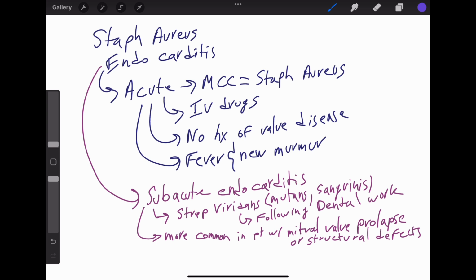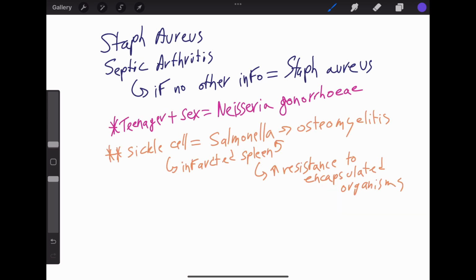Now, Staph aureus can also cause septic arthritis. If no further information is given, Staph aureus should be your default. If you have a teenager, sexually active, think Neisseria gonorrhea. In the case of sickle cell disease, you have to think Salmonella for osteomyelitis. This is due to the repeated infarcts to the spleen, which loses the body's ability to phagocytose capsulated organisms. But for septic arthritis, if a smear shows gram-positive cocci in clusters, it's still Staph aureus. You have to use your head.